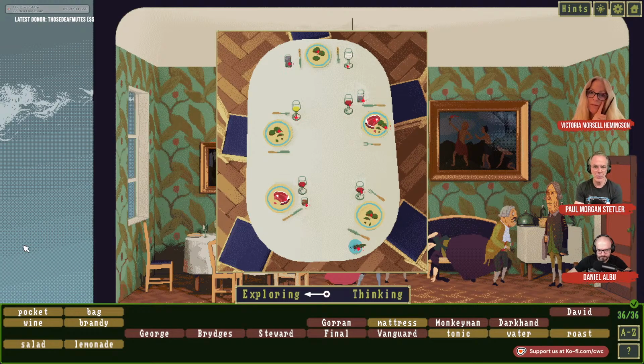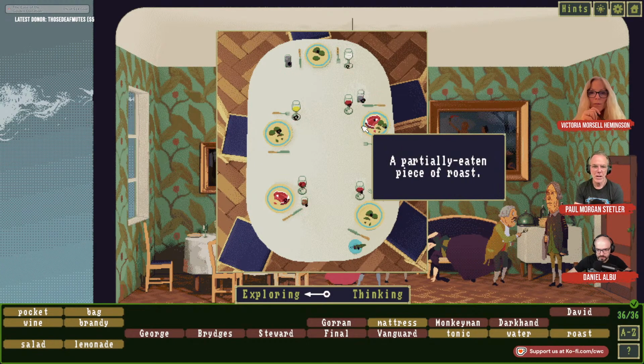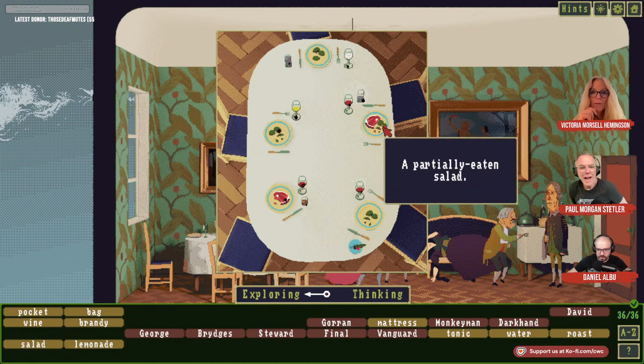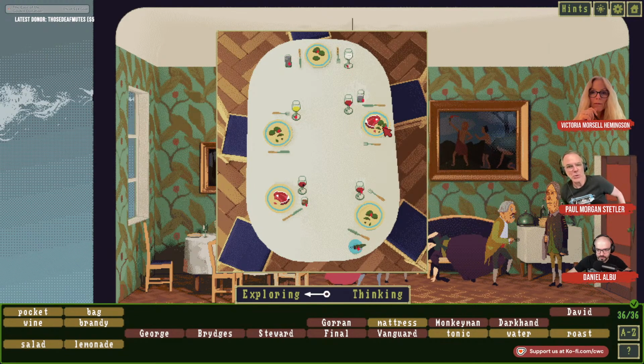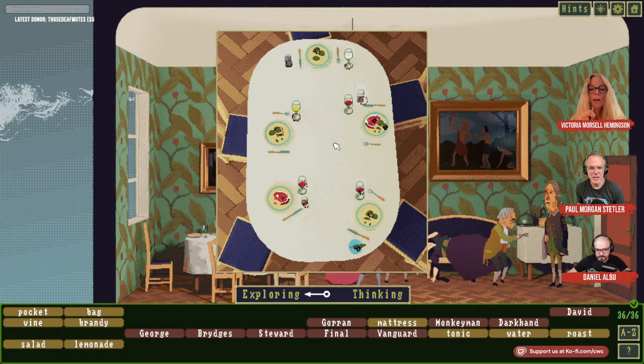Look, what's the plate of food on the top left? That one. Top left. Well, this one, right. The next one. A partially eaten piece of roast, and I think a partially eaten salad. The roast was poisoned, and that's where Rose was sitting. Yeah, but you also have roast over here. Yeah, but she wasn't drinking. I don't think she was drinking brandy. But she's the older lady who was smoking.